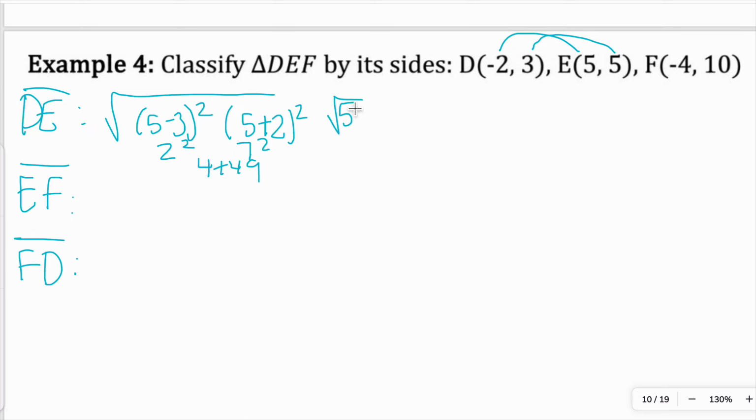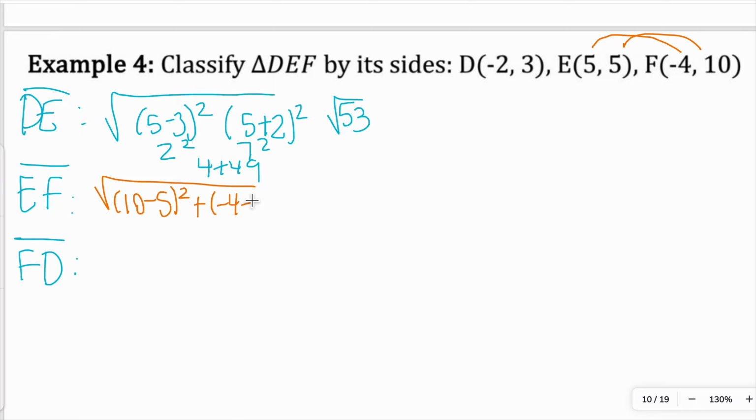and I'm going to get the square root of 53. To EF, and I apologize for the bell here, but we're at the end of the school day. E to F, I did 10 minus 5, distance formula for my y's, plus negative 4 minus 5. So this would be 5 squared, or negative 9 squared. So that's 25 plus 81, which is the square root of 106.